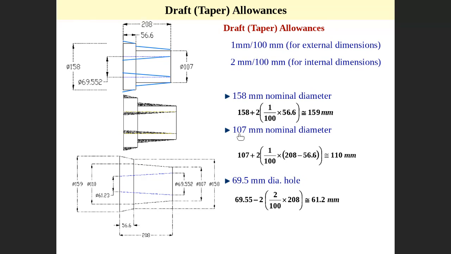Then 107, which is the diameter. This diameter is 107. Then this 107 increases here, up and down. Also 1% of 208 minus 56. This is 208 minus 56, meaning this length. Then you get an increase here, up and down, and so on.